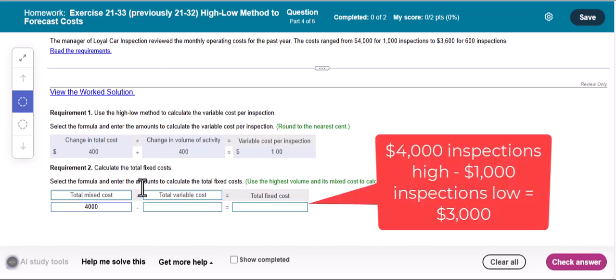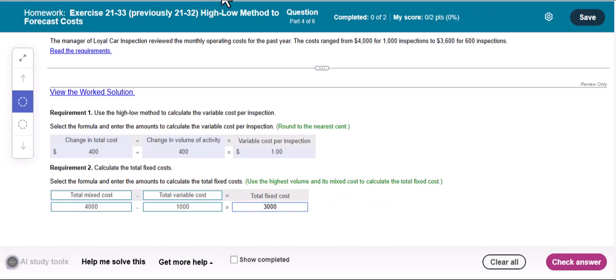And then we're going to have a minus total variable cost. That variable cost was $1 per inspection. So we're going to take $1 times the number of inspections, so $1 times 1,000 inspections. That makes for $1,000 in total variable cost here. Then we calculate our formula, total mixed cost minus total variable cost, and that is going to give us a total fixed cost of $3,000. So even if they did 0 inspections, they're going to have a $3,000 total cost.